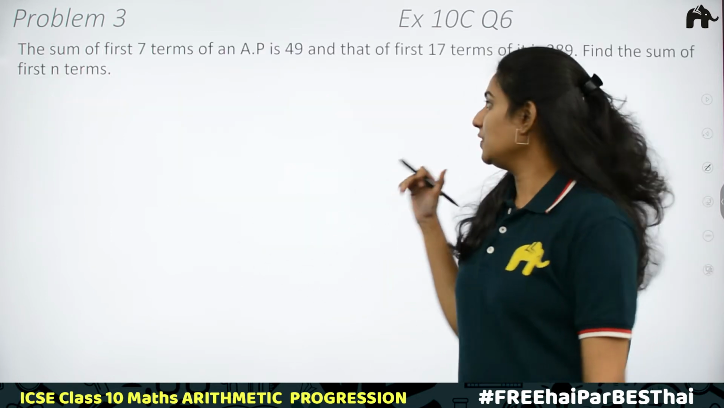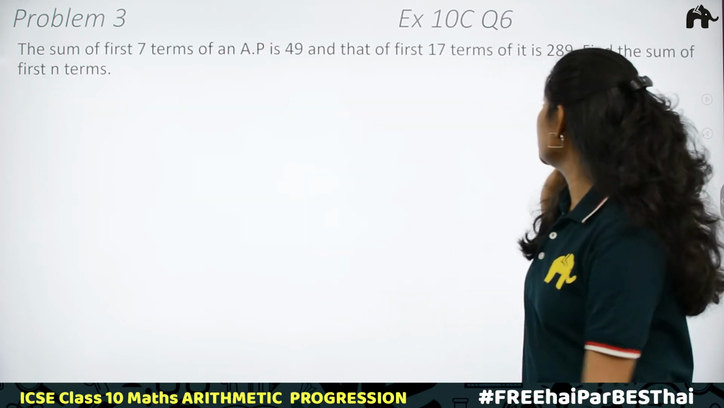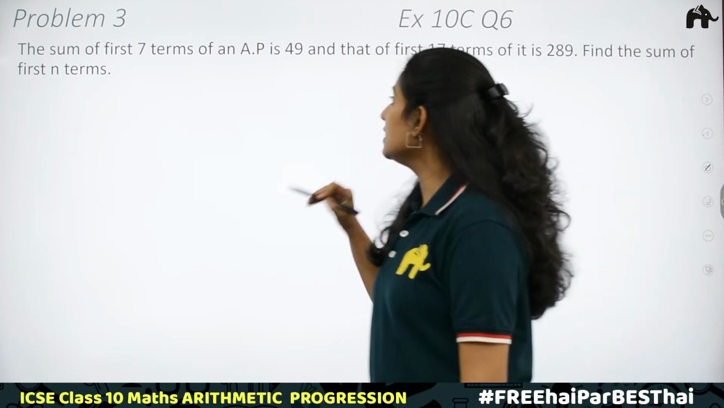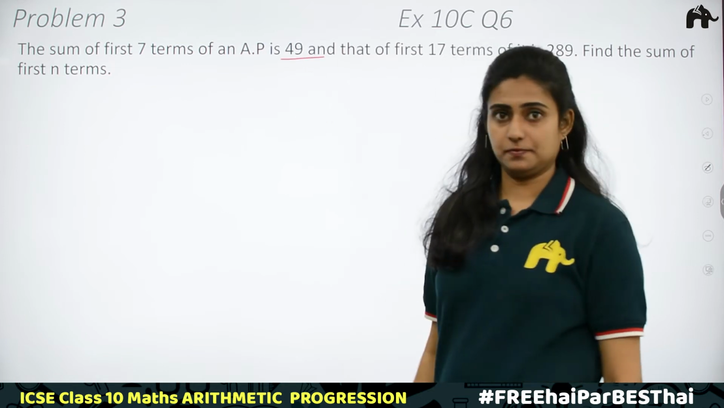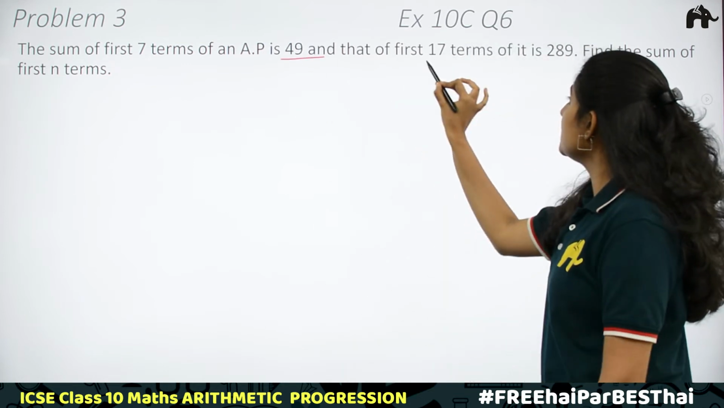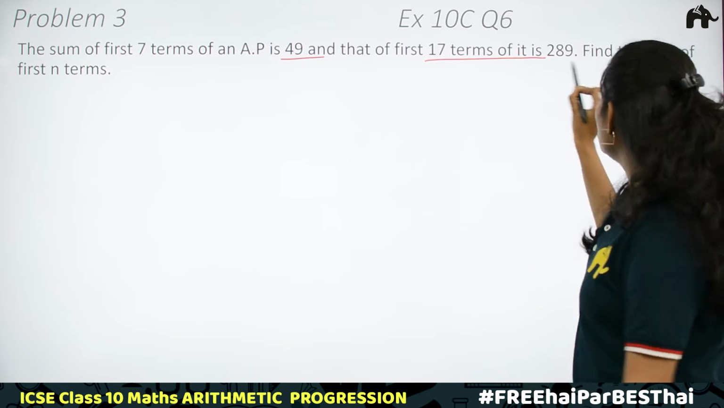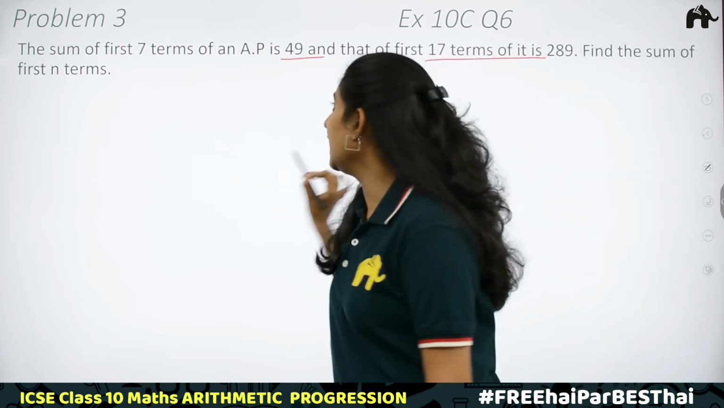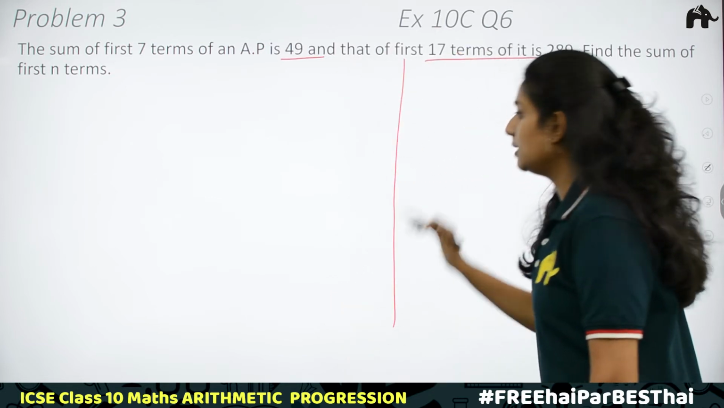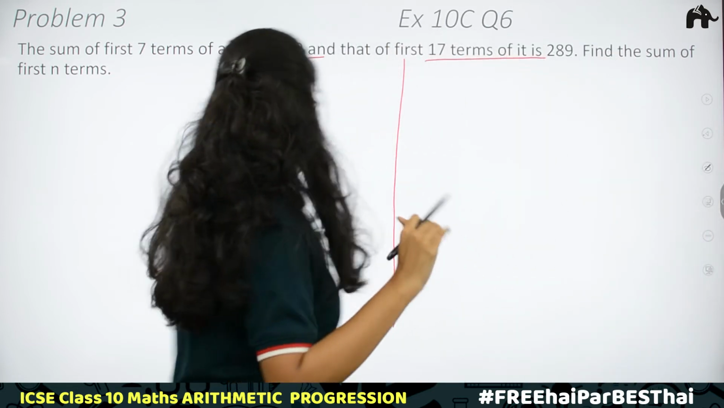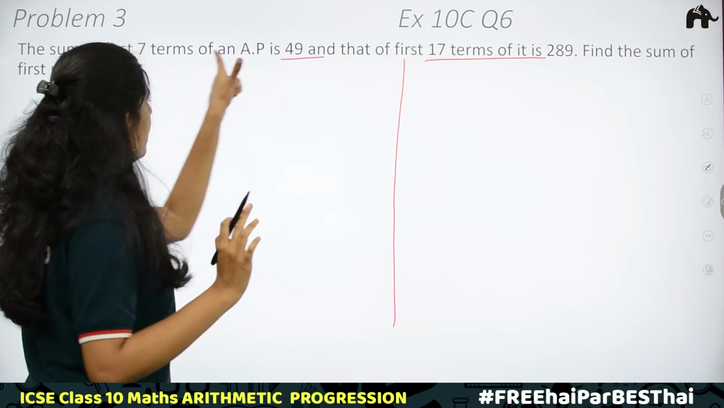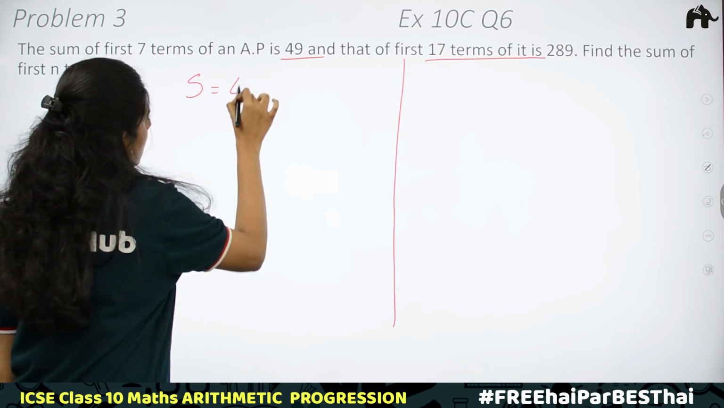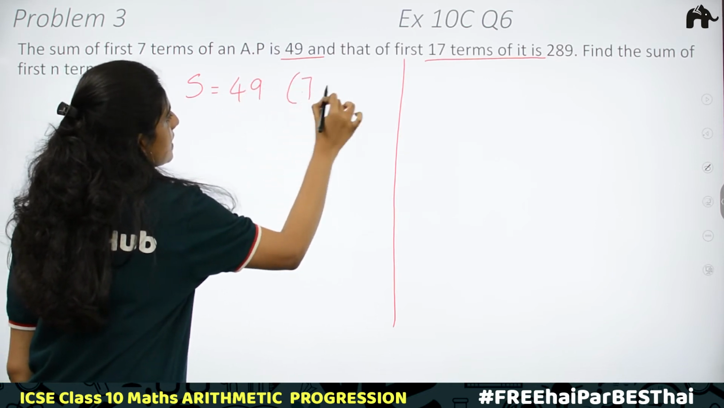Okay, let us move on to the next problem. Problem 3, question 6 of exercise 10C. The sum of the first 7 terms of an AP is 49, and that of the first 17 terms of it is 289. Find the sum of the first n terms. Now we will convert the statement into mathematical form. First we have the sum of the first 7 terms of an AP. S is equal to 49. That is the first 7 terms.